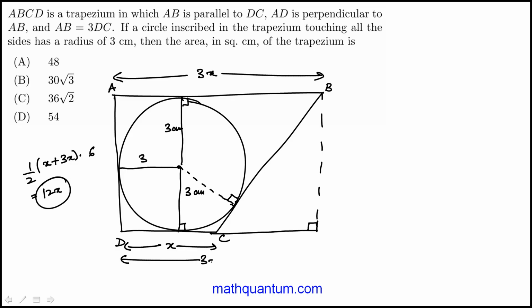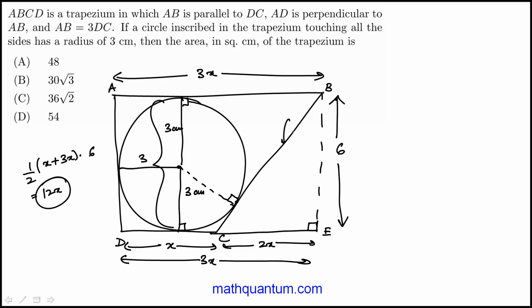That whole thing is 3x. So this part, let me call that E. CE is 2x. This we know is 6. That's the diameter. And then I just need to relate this hypotenuse.